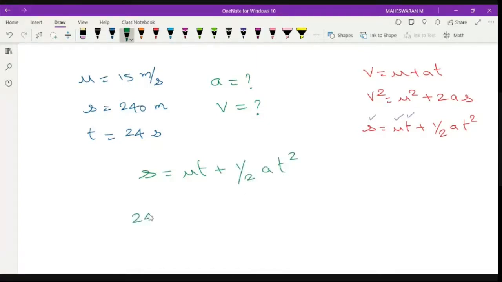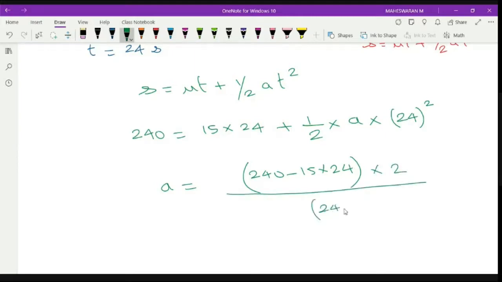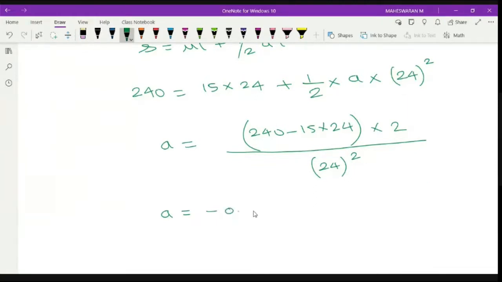So s is 240. The initial velocity u is 15 and the time is 24 seconds, plus half into acceleration a, which I don't know, into 24 square. Now I can identify my a. a will be 240 minus 15 into 24, into 2, divided by 24 square, which is minus 0.416 meters per second square. That's why we call this a deceleration.